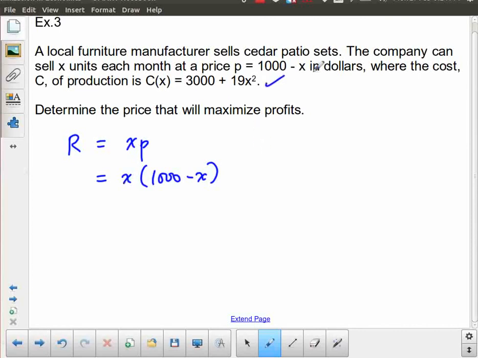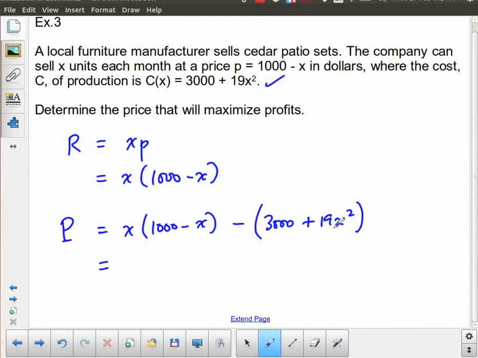Well, the cost function is given to us. So profit, which is capital P, is equal to the revenue, which is x times (1000 minus x), minus the cost, which is going to be 3,000 plus 19x squared. In the last one, I took the derivative in line. This one's actually not really that bad, but I'm going to approach it a different way. I'm going to expand this out.